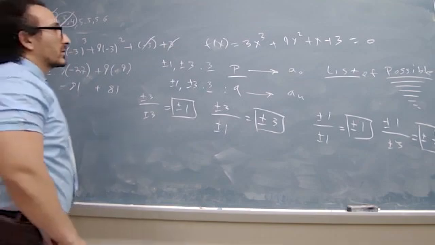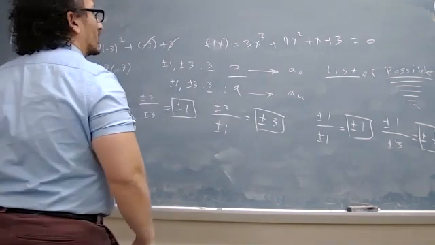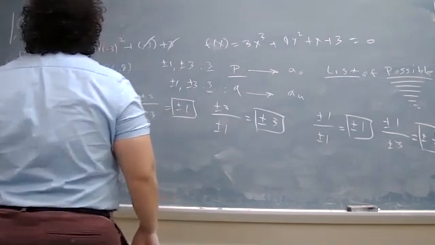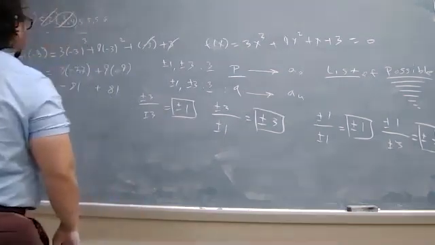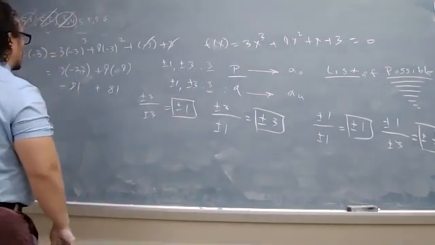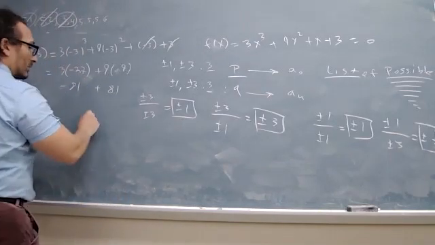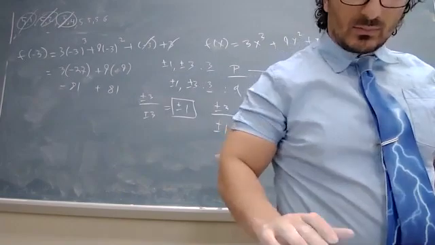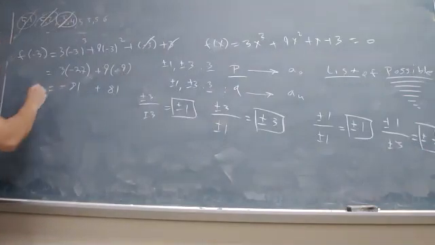What's going on here with f of negative 3? Negative 3 squared is 9. 9 times 9 is 81. Negative 3 cubed is negative 27. Negative 27 times 3 is negative 81. Okay. So we notice that this equals 0. So f of negative 3 is one of the roots.